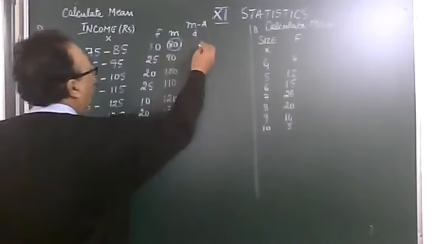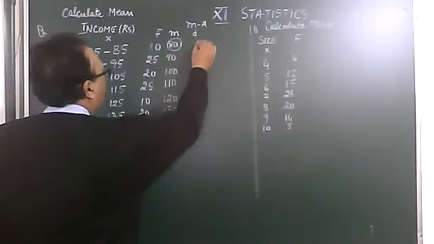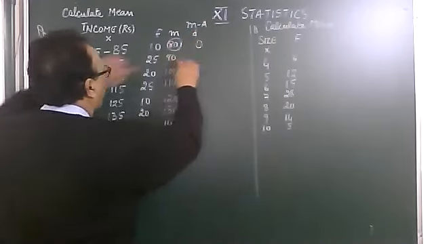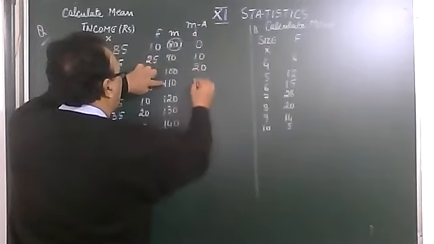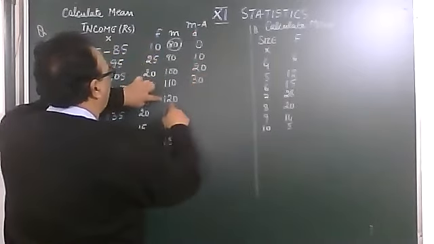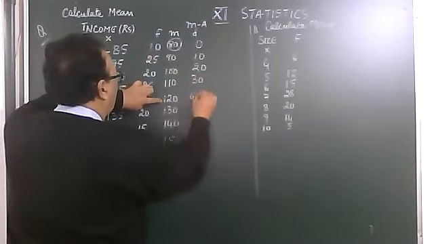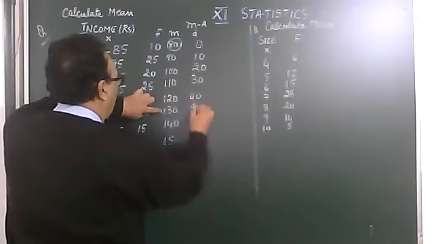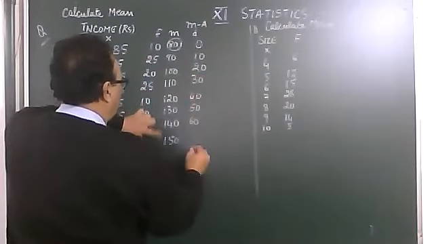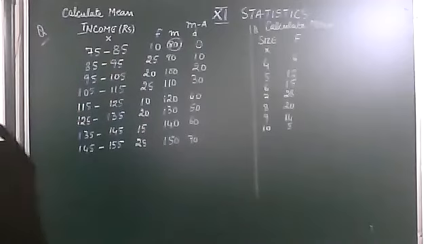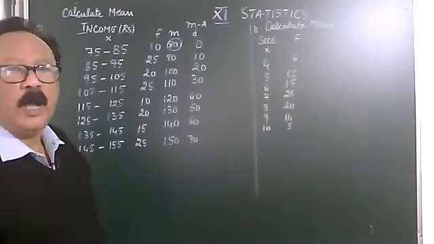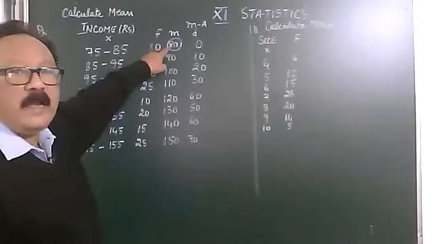So we assume 80. 80 minus the assumed mean is 0. 90 minus 80 gives us 10. This gives us 20. This gives us 30. 120 minus 80, 40. Then this gives us 50. This gives us 60. This gives us 70. Now you see, we have assumed the mean to be 80.